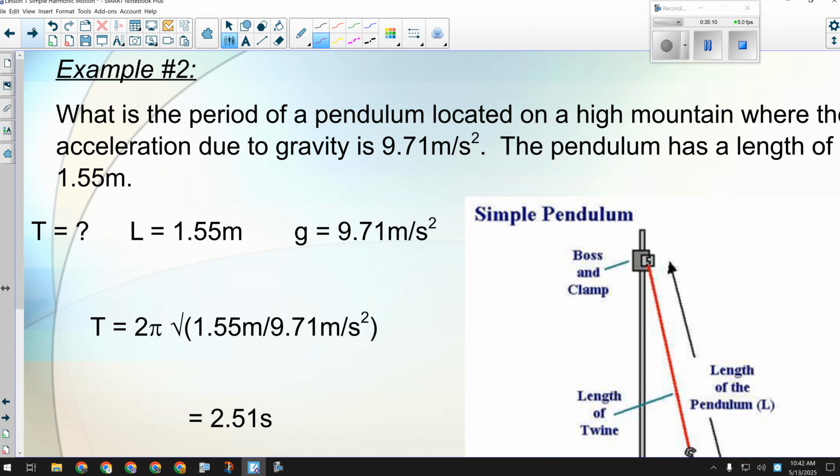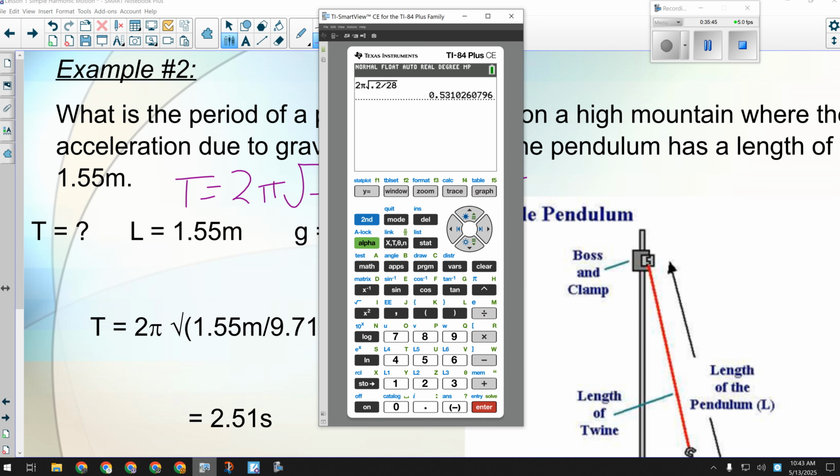Okay, so let's do this simple one here. What's the period of a pendulum located on a high mountain where the acceleration due to gravity is 9.71 meters per second squared and the pendulum is 1.55 meters long? Simple calculation there, we just punch in our numbers. We don't have to manipulate anything. We're going to have L over g, so that'll be 2 pi times the root of 1.55 divided by 9.71. Same type of input on your calculator: 2 times pi times the square root of 1.55 divided by 9.81.